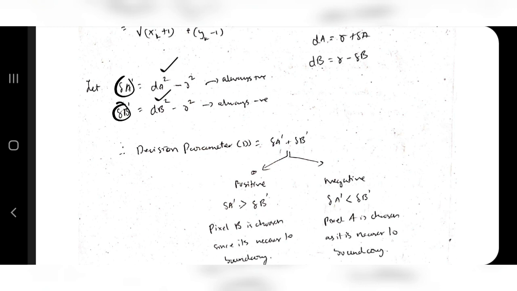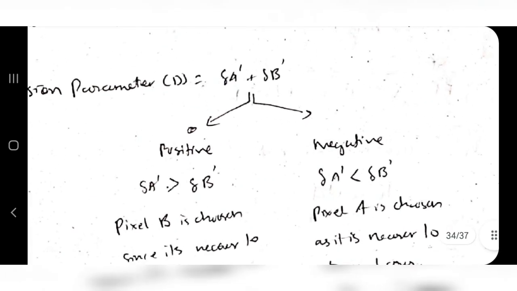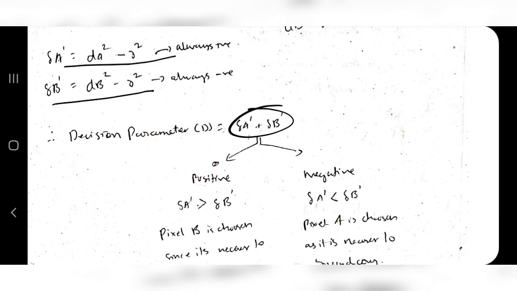dA square minus R square and dB square minus R square: this will always be positive, as discussed earlier, and this will always be negative. Now the point is the decision parameter. Observe carefully: since this is always positive and this is always negative, if we add them up, we'll get an answer either less than 0 or greater than 0.